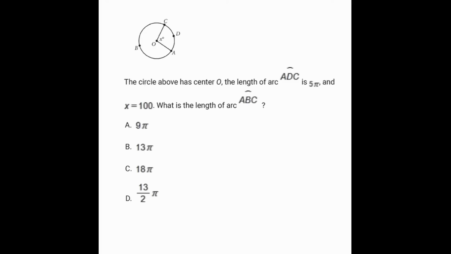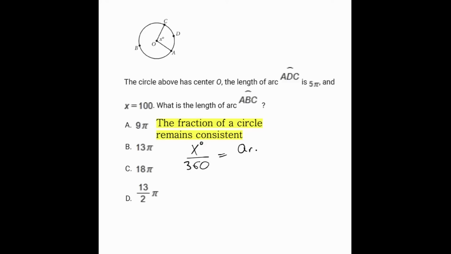This question is about fractions of circles. And the idea here is that fractions of circles remain consistent regardless of which aspect of the circle you're talking about. So if I have a certain number of degrees for the central angle, that's a fraction of the 360. And if I have an arc of the circle, which is like saying a piece of the pizza crust, that's going to be a certain fraction out of the whole circumference.